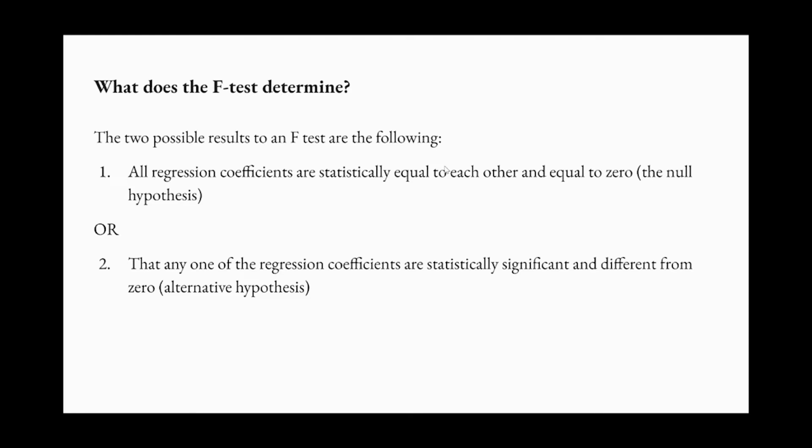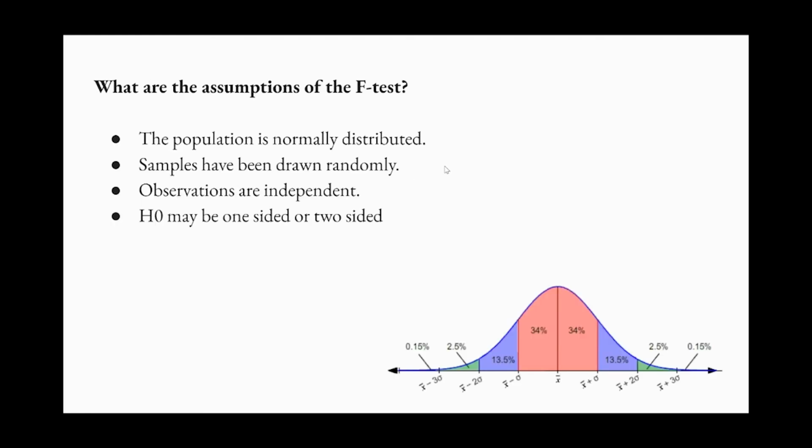So the two possible results to an f-test are the following. First, that all regression coefficients are statistically equal to each other and equal to 0. This is the null hypothesis. Or secondly, that any one of the regression coefficients are statistically significant and different from 0. This is the alternative hypothesis.